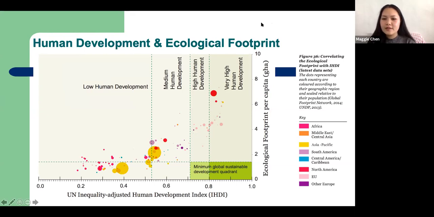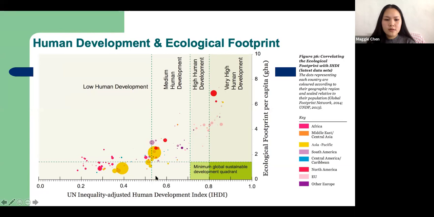We have our different countries in our color codes in our keys. The goal is to be in this green square at the bottom, where you are both very highly developed as a country, but your ecological footprint is also below this sustainable amount. You can see the bigger the circles are, the more people are in that country at that point.